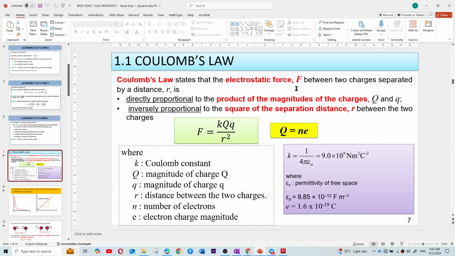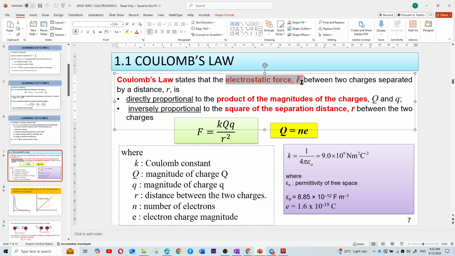So, Coulomb's law. What is Coulomb's law? Coulomb's law is about electrostatic force. It's all about force, and force has the unit Newton. Coulomb's law talks about the force F between two charges separated by a certain distance r.